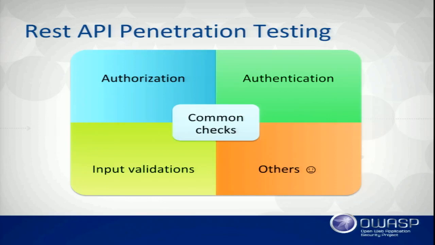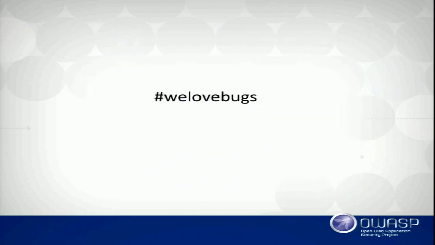Yeah, so if you're talking about REST API penetration testing, these are probably the most common things that you would generally find, right? Vulnerabilities related to authorization, vulnerabilities related to authentication, or probably input validation vulnerabilities and stuff like that. So after doing pen testing for about 4 to 5 years and seeing a lot of common patterns in REST APIs, we thought it would be really cool if we could automate this. And yes, just like all of you, we love bugs.